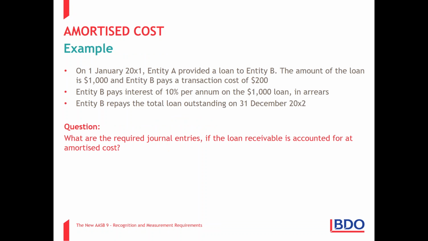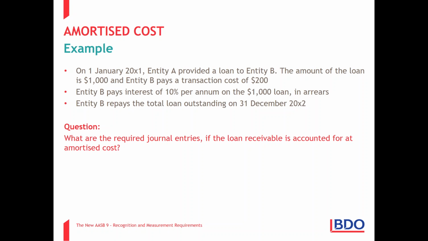So here I've used an example where on the 1st of January, year one, entity A provided a loan to entity B, and the amount of the loan is $1,000. And let's say there's a transaction cost of $200 being paid by entity B. Now, I know my transaction cost is really big compared to the amount of the loan, but it's just to get a significant impact on the journals. Otherwise, it doesn't have a big enough impact to be able to discuss properly. So it's an unrealistic number, I know.